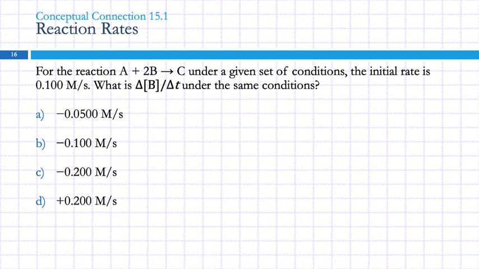We'll carry on. Okay, this is a conceptual problem, which means we probably don't need a calculator. For this reaction, A reacting with 2B to form C, under a given set of conditions, the initial rate is 0.1 molarity per second. What is delta B over delta T under the same conditions? What is the change in concentration of B divided by T?